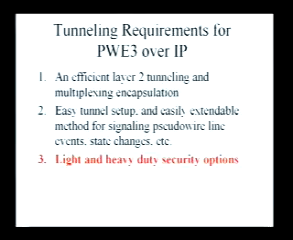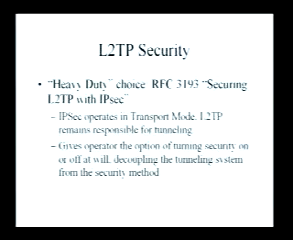Finally, light and heavy-duty security options. The heavy-duty security choice is L2TP Security, RFC 3193. This is securing L2TP with IPsec. From the very beginning, we thought, when you really want security with L2TP, use IPsec in transport mode underneath it. L2TP is still doing all the tunneling here. It's just that IPsec is being used for the encryption or authentication or what have you. And this gives the operator the ability to turn it on and off. Once you get your L2TP tunnel up and working, turn on your IPsec if you need it. If you don't need it, turn it off. And you've still got all the same tunneling features above.